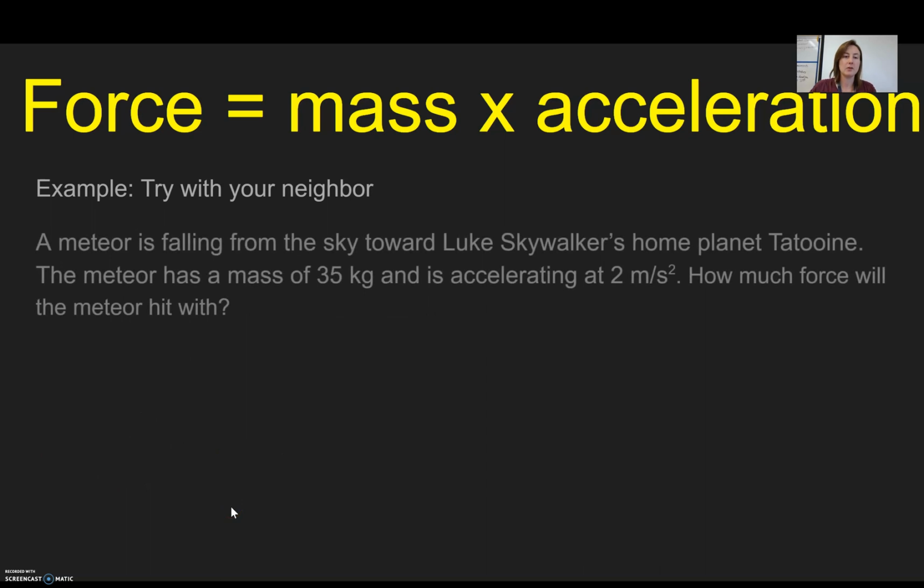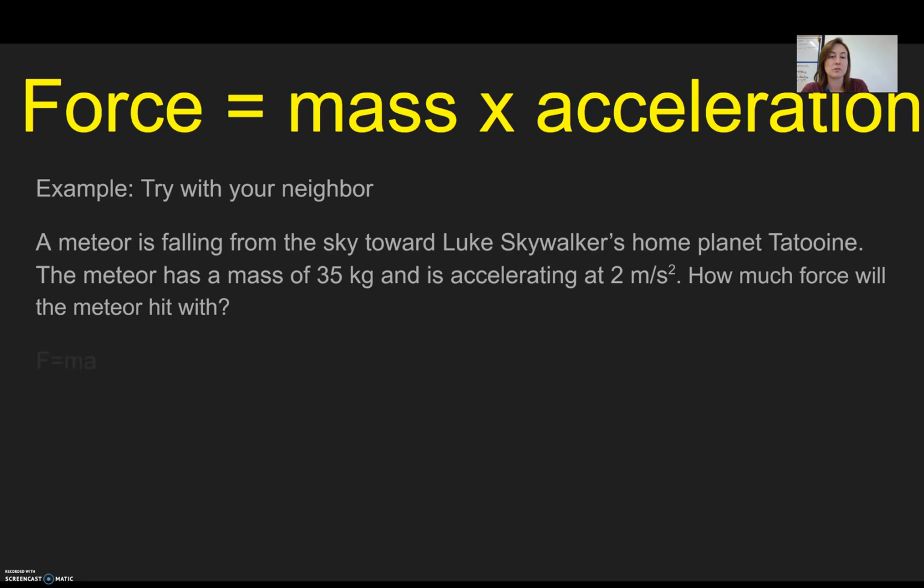Okay, now I want you to try this one, and if you pause the video and try it, that would be the best. A meteor is falling from the sky towards Luke Skywalker's home planet, Tatooine. The meteor has a mass of 35 kilograms and is accelerating at 2 meters per second squared. How much force will the meteor hit with? So we're calculating force. I want you to pause it now and try it the same way we did our first one, okay?